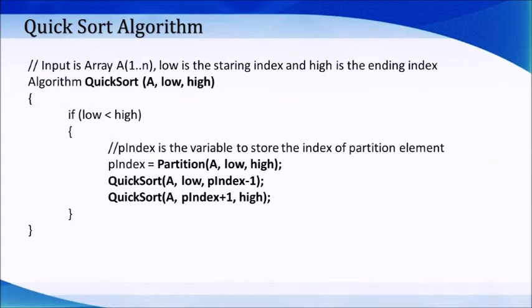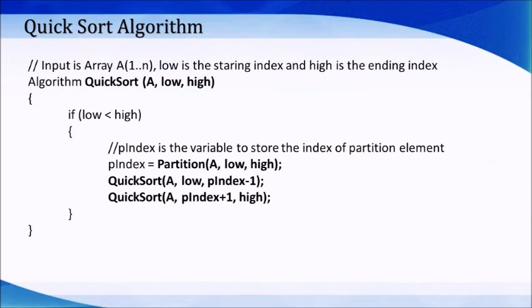Now when we have got the position, that is 4 in the previous example, what did we do? We divided the left subarray from 1 to 3 and the right subarray from 5 to 7 in the example, and we repeated the process. So we are again doing the same here. Quicksort A, low to pindex minus 1, the left subarray. Quicksort A, pindex plus 1 to high, the right subarray. Continue the process. So this is the quicksort algorithm.